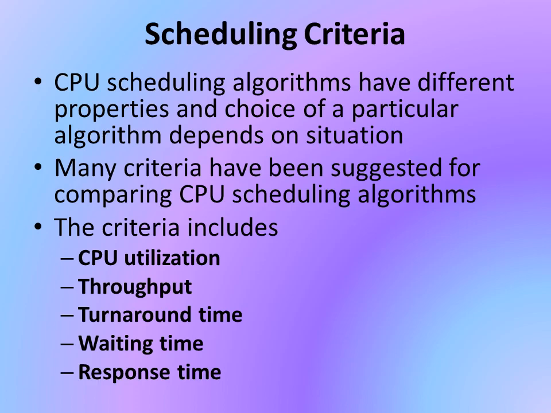Next, response time. Response time is the time taken from the submission of a request until the first response is produced. Thus, we can say that response time is the time spent from when the process comes into the ready state until it gets the CPU for the first time. Let's understand it with an example. Suppose a process arrives at 0 seconds in the ready queue, but its execution starts after 3 seconds. So the response time is 3 minus 0, that is 3 seconds.